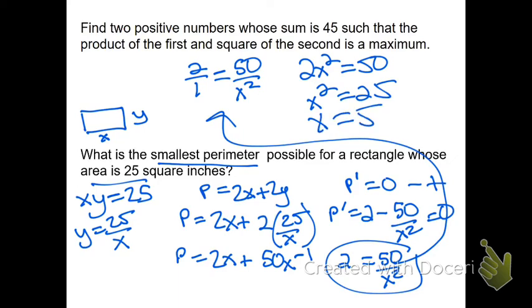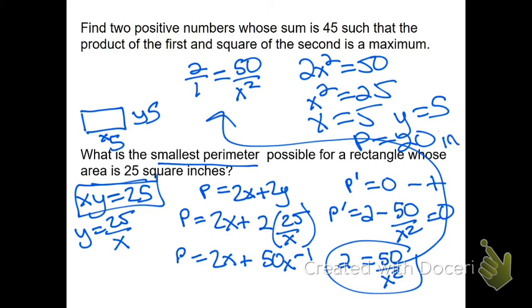Okay, let's make sure we check what they asked. And by the way, you're probably seeing a pretty common pattern for the answers to these things. Okay, what is the smallest perimeter? So I've got to plug it in. Well, if x times y was 25, if x is 5, y has to also be 5. And if these are both 5, then the perimeter is 20. Okay? Inches.